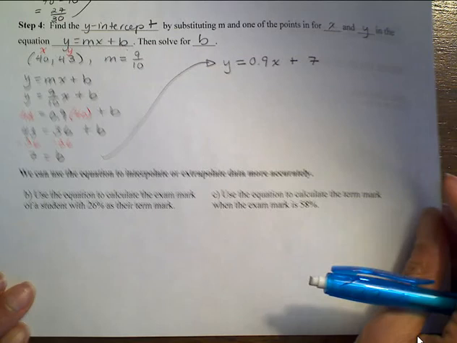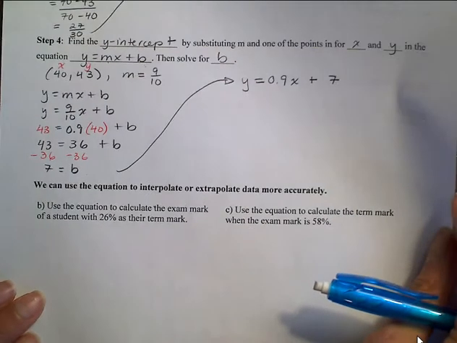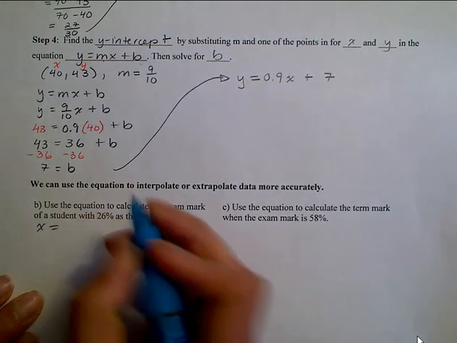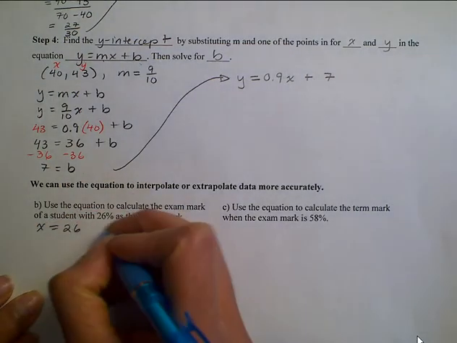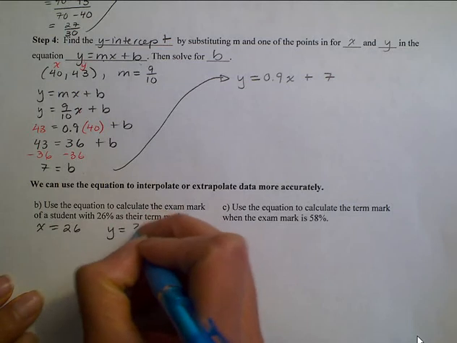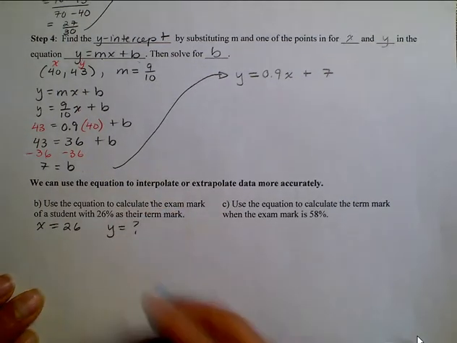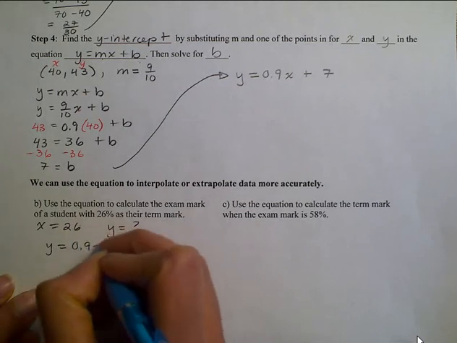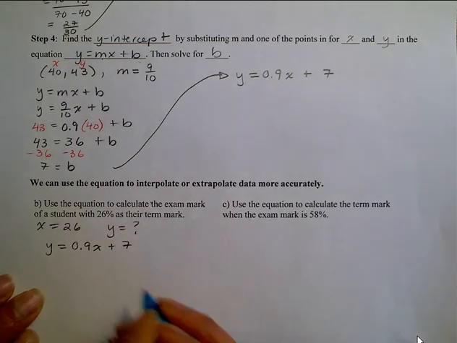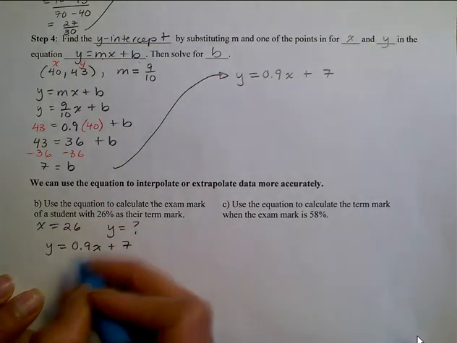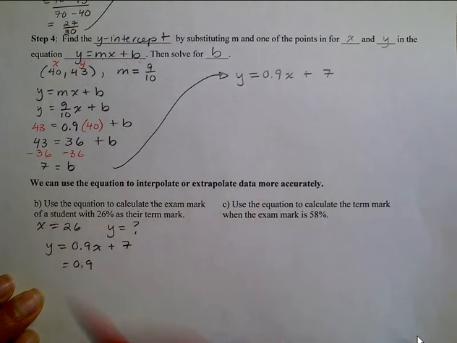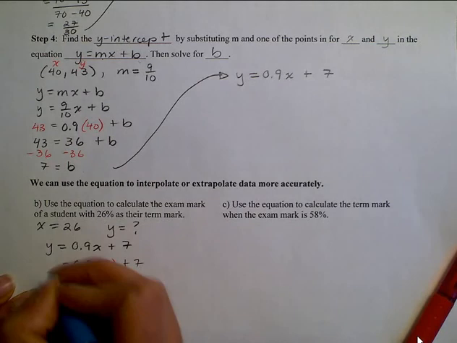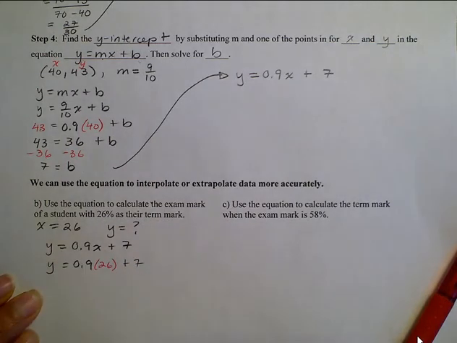So let's jot down what we know and what we're looking for. So the term mark is an x value. And what I'm trying to do in this case is determine that y value. So I'm going to use my equation of my line of best fit, which is y equals 0.9x plus 7, and I'm going to use that to solve for y. So in the x position, I'm going to put the 26, and I'm going to solve for y.